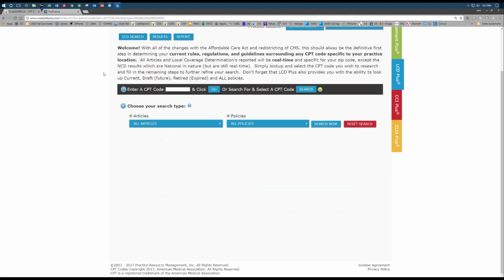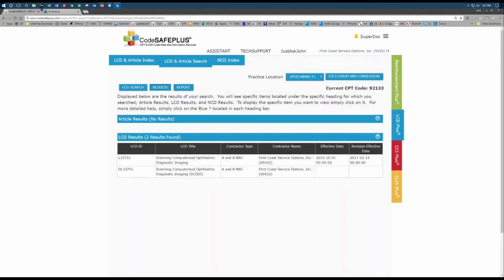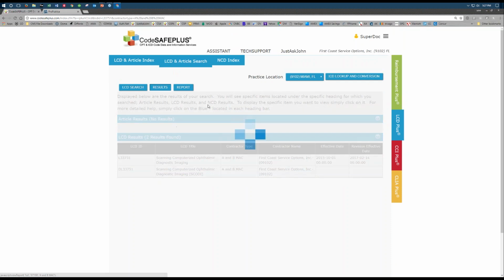Let's go ahead and look at what the proposed rule is, 92133. Okay, and I'm going to hit go. It's now going to bring up two different policies, and you can see here it has a DL instead of an L, and we're going to look at what the new draft policy is coming forward. And we're going to look at that same thing for anterior segment OCT here, so that way you can understand what that rule is going to show us. Sorry for the slow internet.